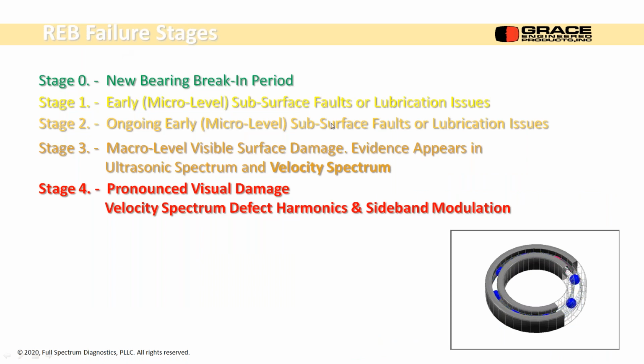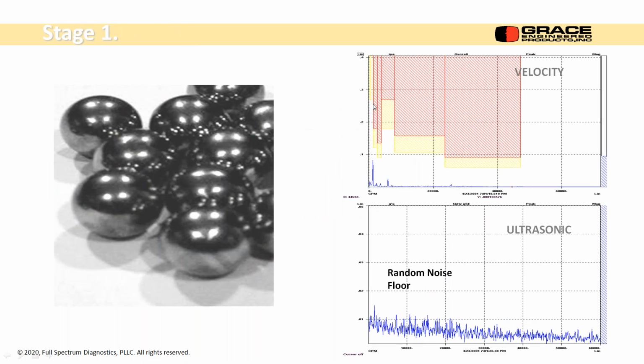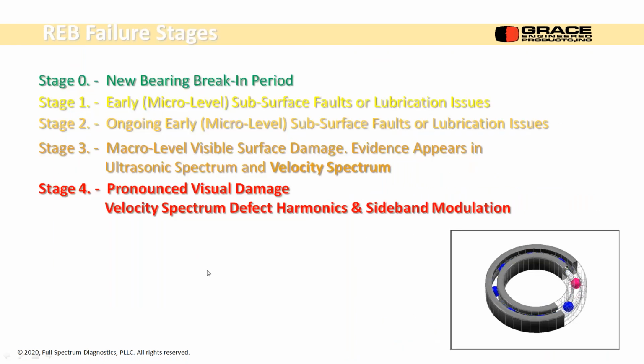Stage 1, early micro level subsurface faults or lubrication issues. You're going to get no response in the velocity spectrum, and you're just going to get random noise floor. So we're just starting to wear the bearing, and very subtle. You probably won't even see it. Stage 2, ongoing micro level subsurface faults or lubrication issues. Lubrication issues with just random noise, we can address that with a little grease. Subsurface faults, that just means that we won't be able to see them on the raceway. They'll be below the raceway. There'll be cracks in the metal lattice structure.